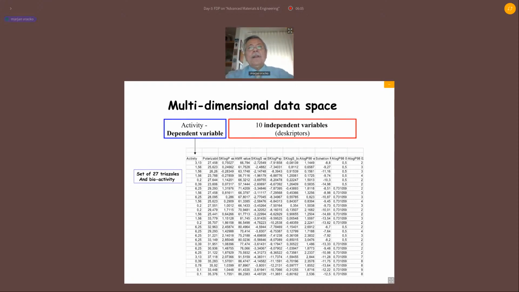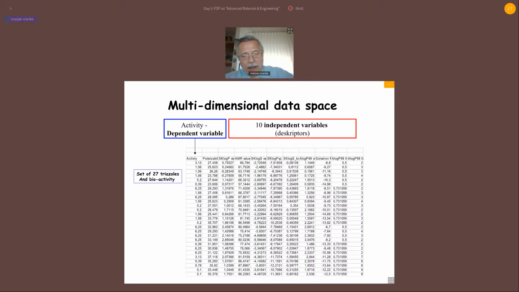Now, here is one example. We have a multi-dimensional data space. So we have a set of 27 triazoles. These are bioactive molecules. We have activity of those, and each of those molecules is described with 10 independent variables. In QSAR, we often say those are descriptors. So we have 27 objects. Each of the objects is described with 10 descriptors.